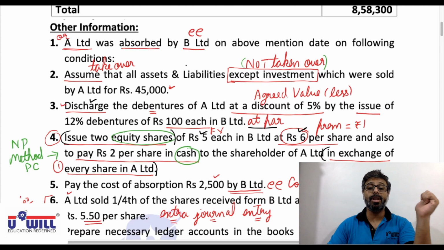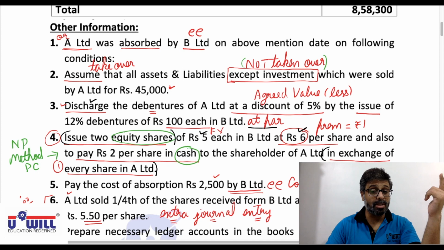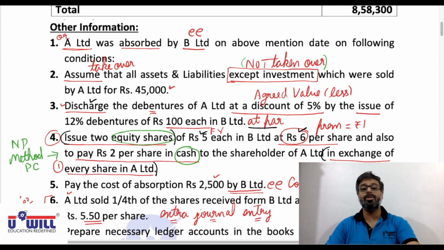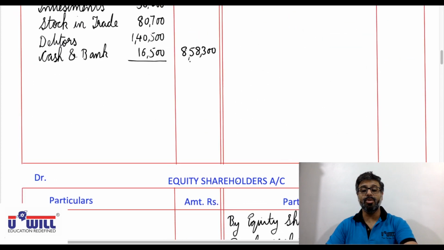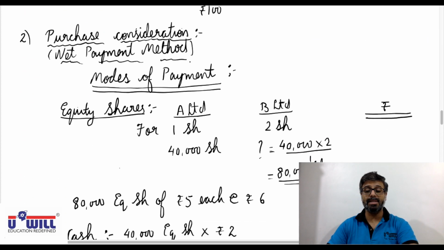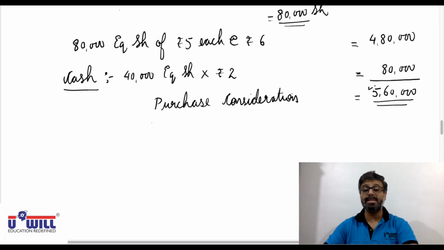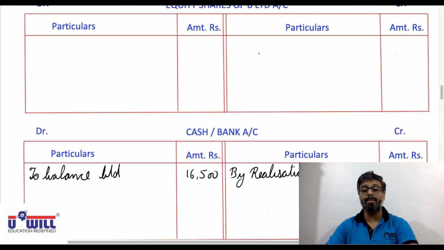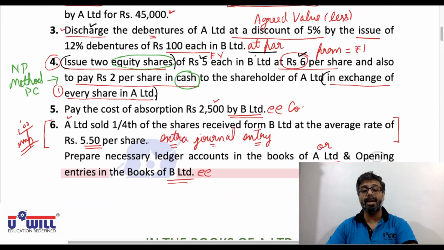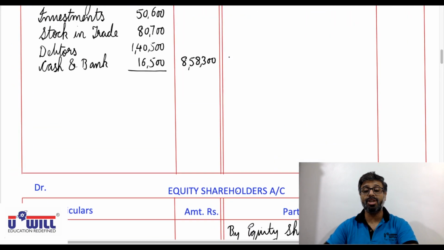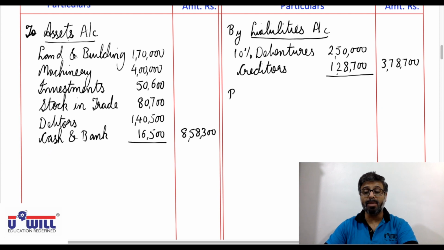Now what are the seventh and eighth entries? Recollect which ones are those? Yes, purchase consideration. First, purchase consideration due. As we have done in the workings, you all can see purchase consideration is 5,60,000. So transferee company means B limited account debit to realization account. To realization account means realization account on credit side by B limited account, in bracket purchase consideration working note 2.